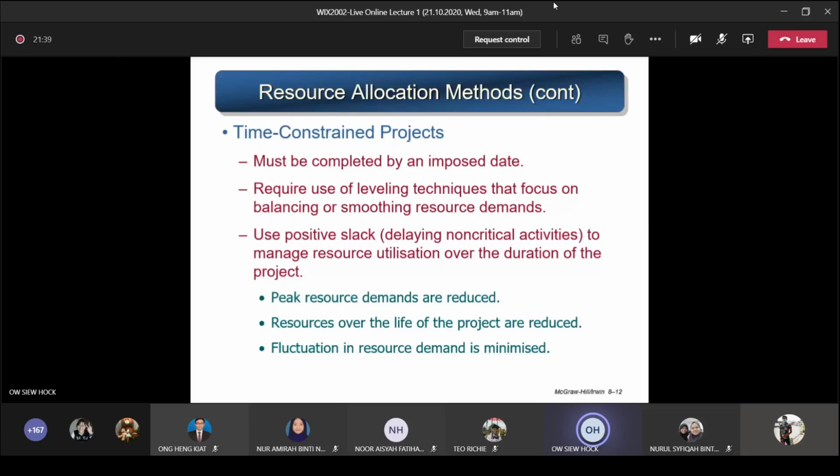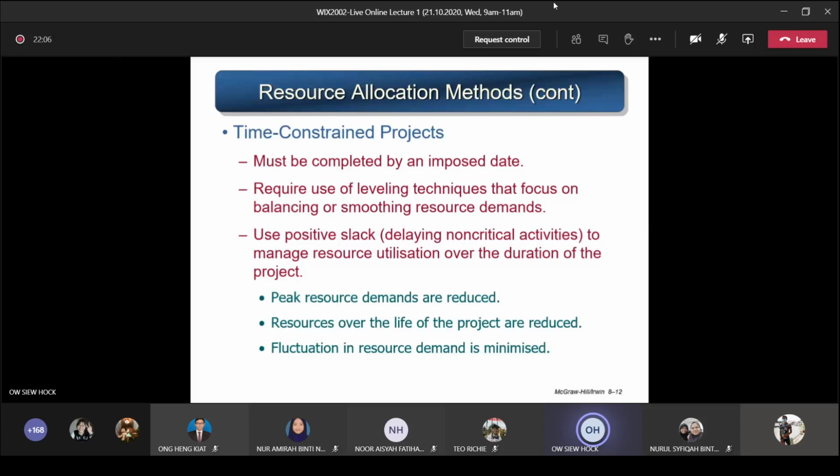It's time constraint. So you require the use of leveling techniques that focus on balancing or smoothing resource demands. That means you try to smooth the resources that you have, using this method called leveling. Use positive slack, delaying non-critical activities. You make use of the slack you have in your network diagram. You delay the not so critical activities to manage the resource utilization over the duration of the project.